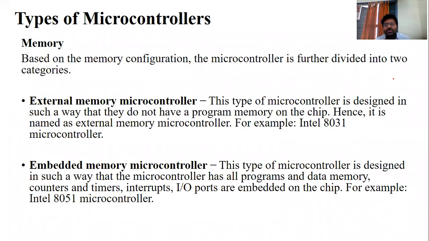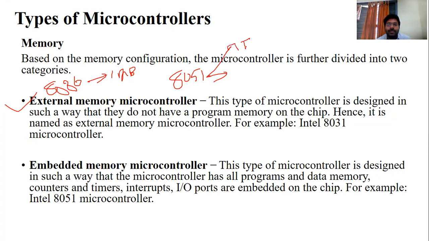Now, based on the memory, you have the external memory as well as the internal memory. How much external memory can be connected to the 8051 microcontroller? You know what the external memory of the 8086 microprocessor is? There is no internal memory in the 8086 microprocessor. What is the external memory? 1 MB. But this memory is of two types, internal as well as external.